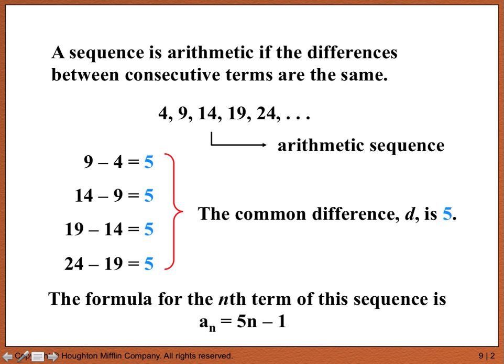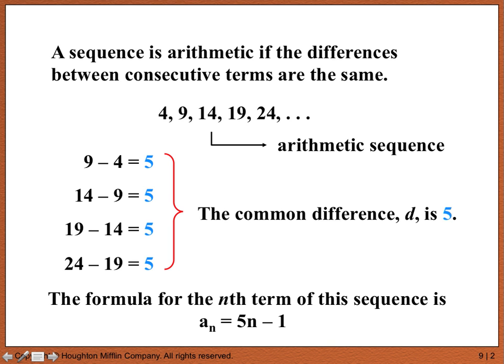Here, value of the term is 9, value of n is 2. Here, value of term is 14, n 3, value of term 19, n 4, value of term 24, and 5. Okay, that's just a review of what we've already learned, that the value of a term is not the same as the number or order of the term. So let's make sure that this formula for the nth term works for this arithmetic sequence.